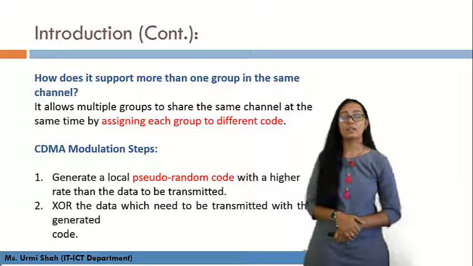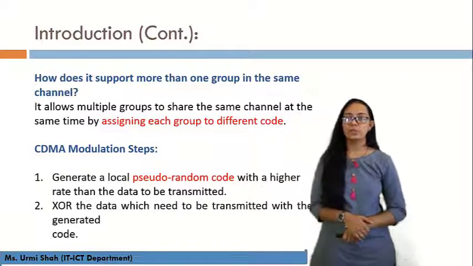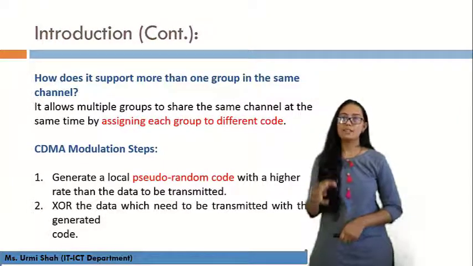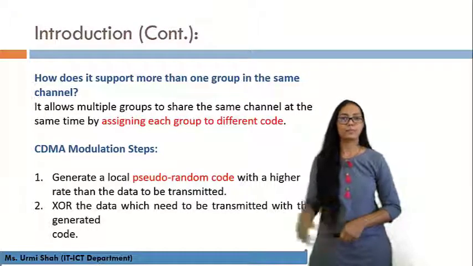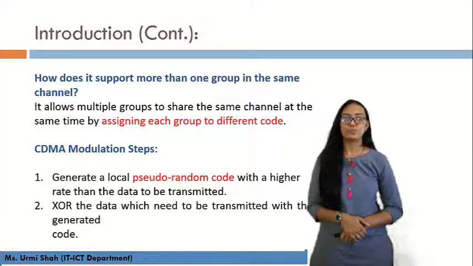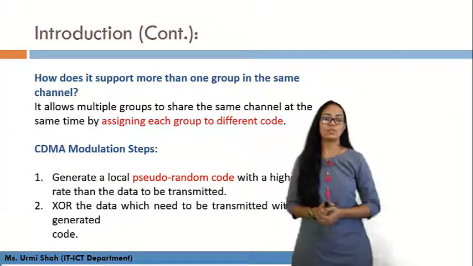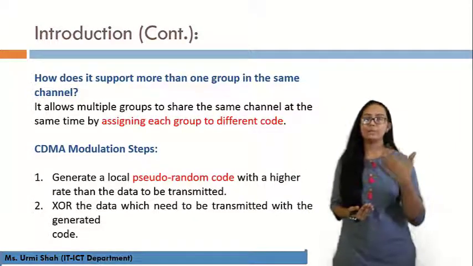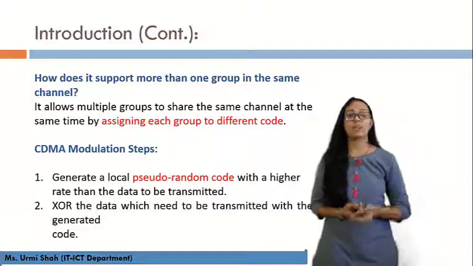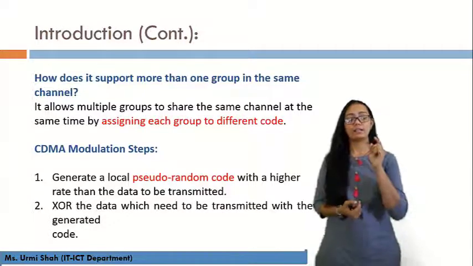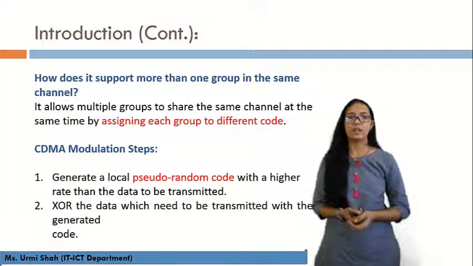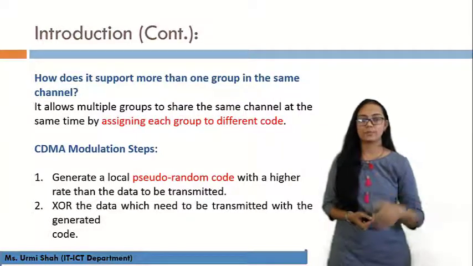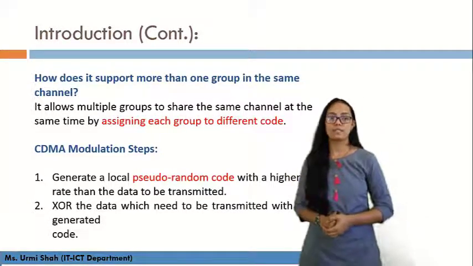Now, how does it support more than one group in the same channel? It allows multiple groups to share the same channel at the same time by assigning each group a different code. So the advantage for CDMA is that if you have multiple signals allotted to a single channel, then every signal will be allotted a different code and they will be working in that code sequence only. So that is the advantage of this CDMA technique.